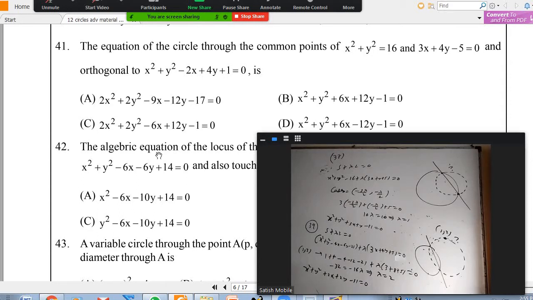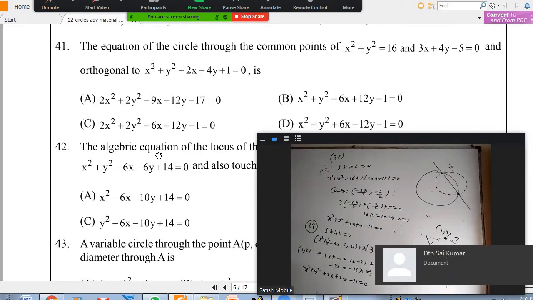Okay, so 37 and 39 are routine questions, we have already done similar ones. So 41 is: what is the equation of the circle passing through the point of intersection of two circles and orthogonal to this? Okay, everybody completed 37, 39? Okay, 37 completed, right? Yes, sir, 37 completed.